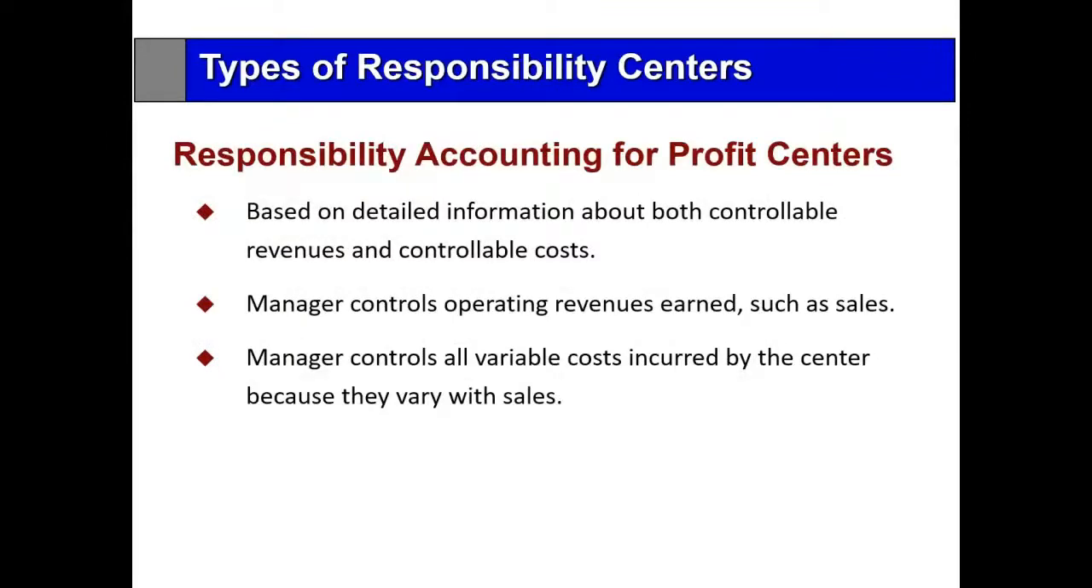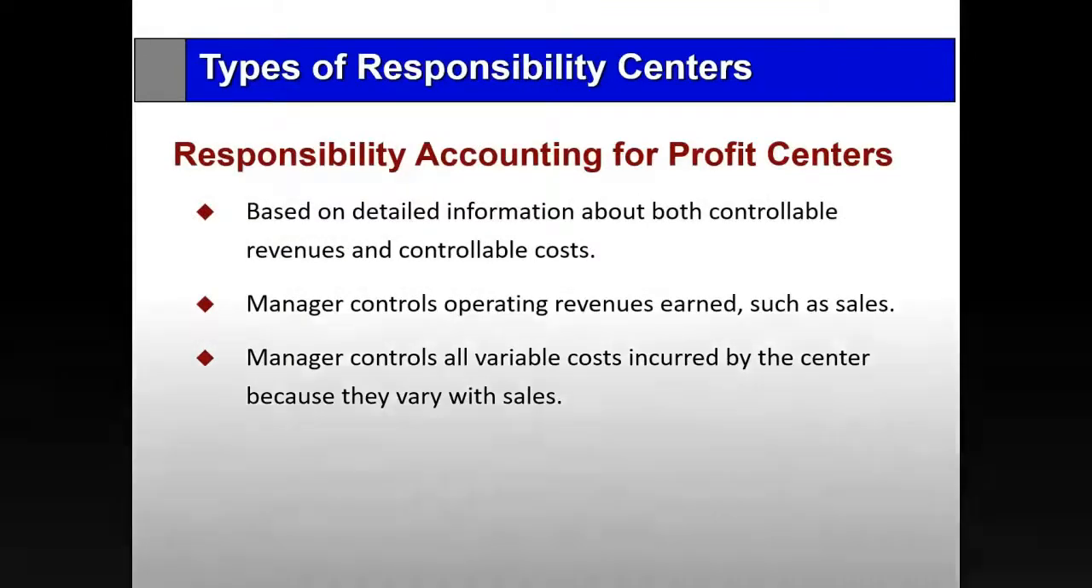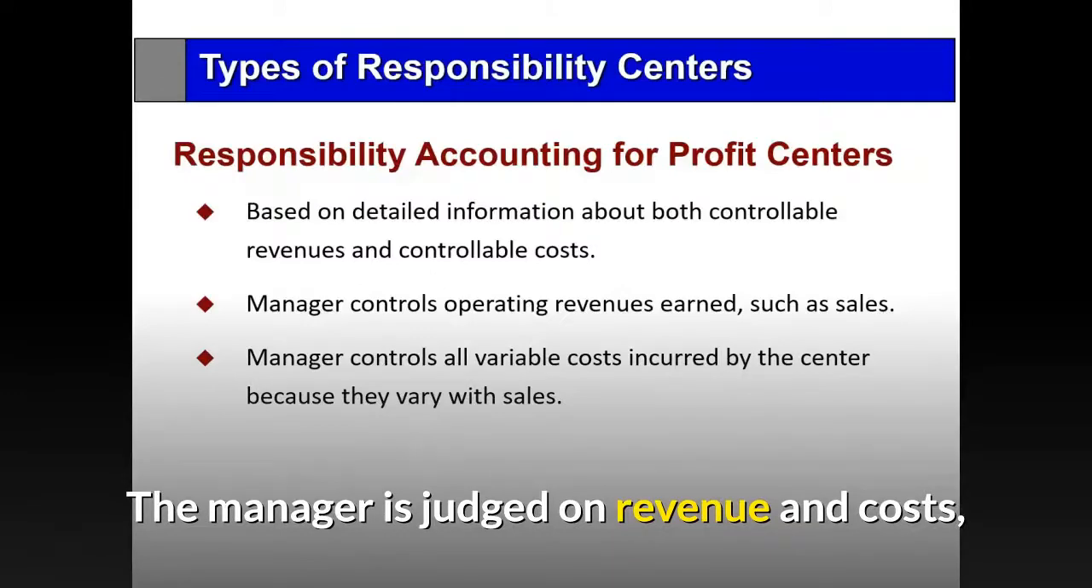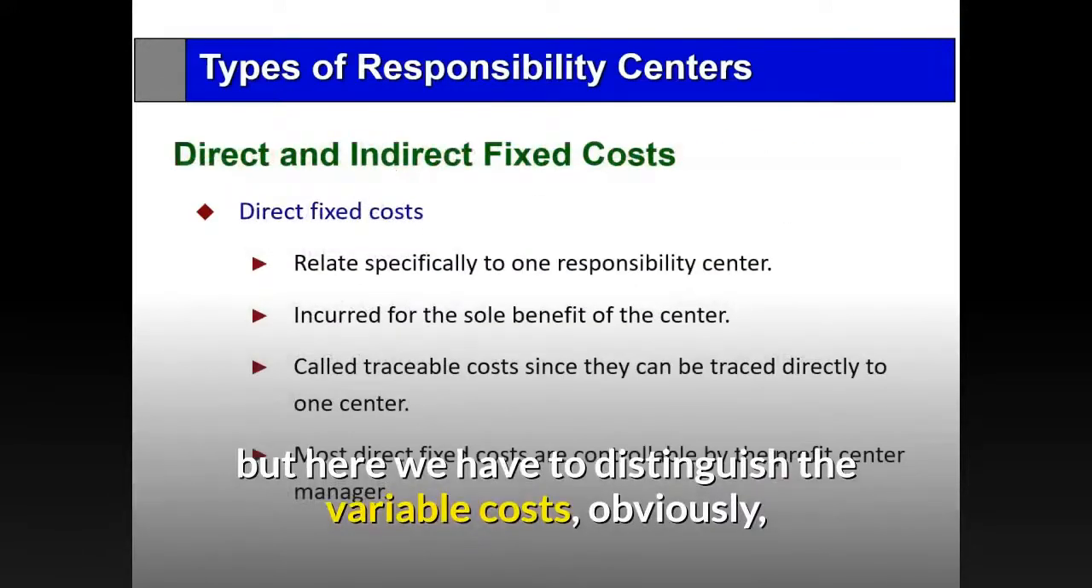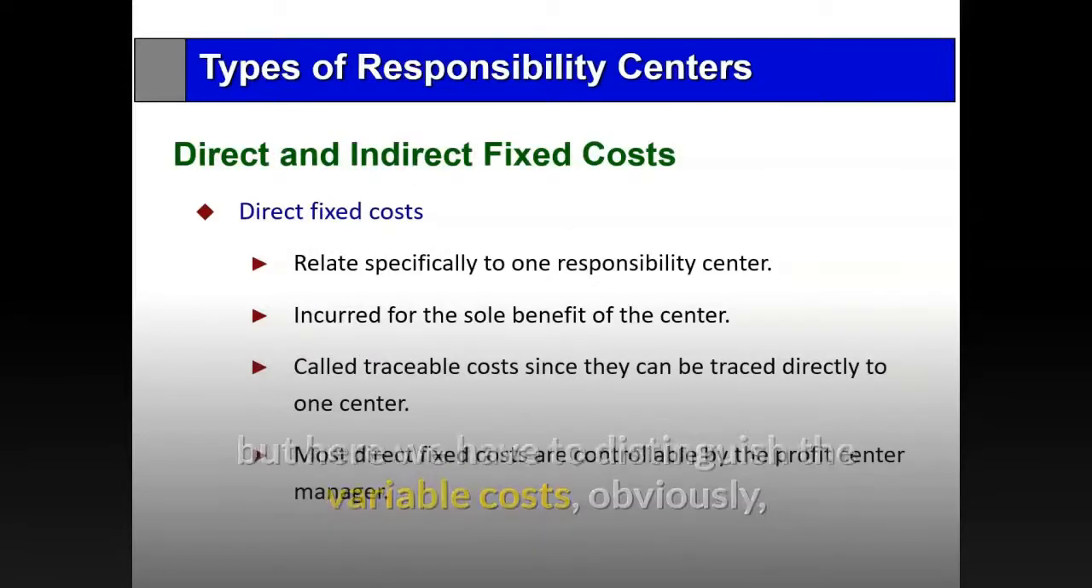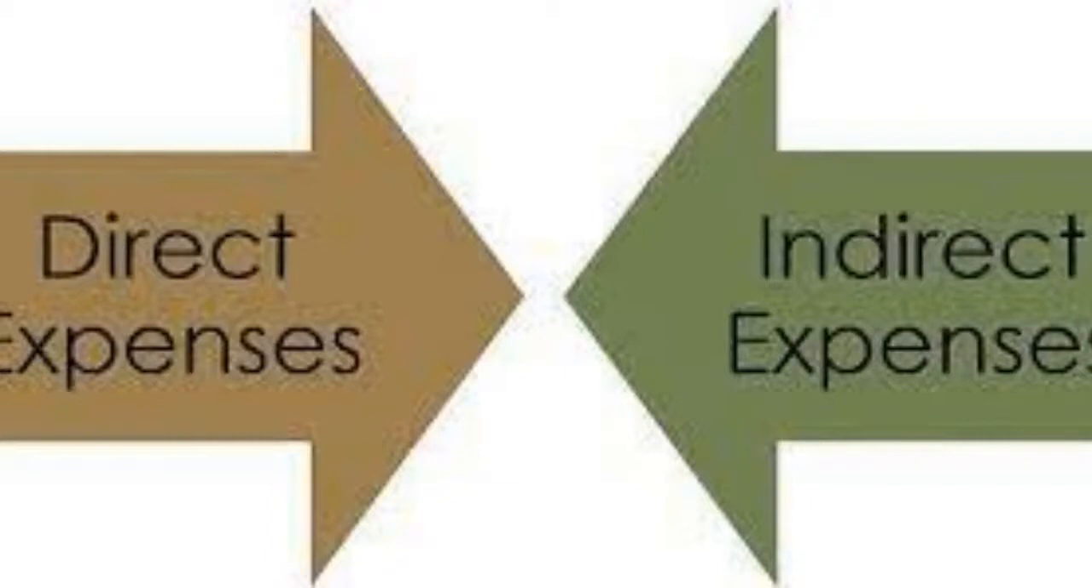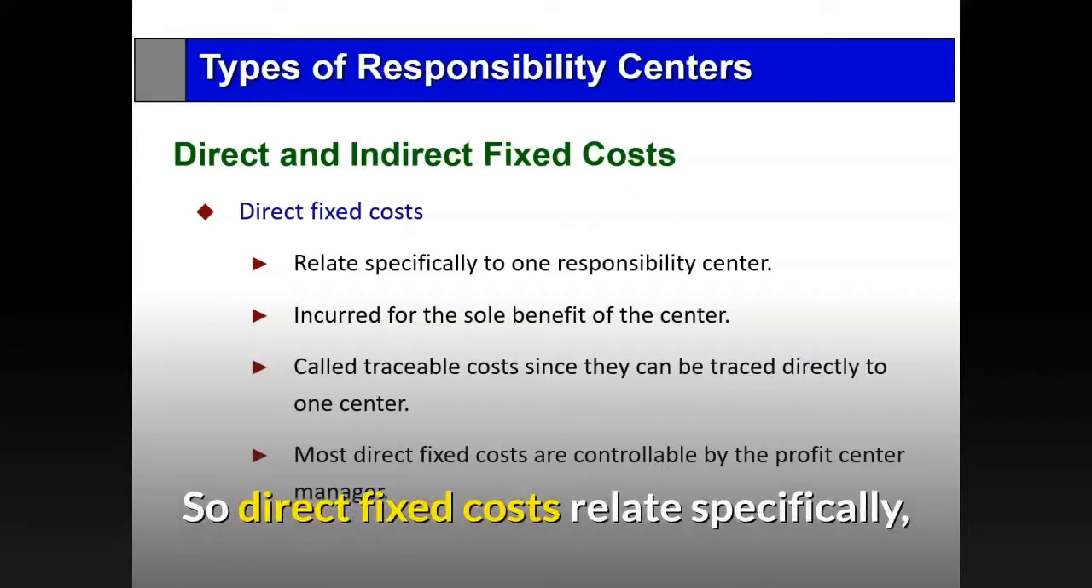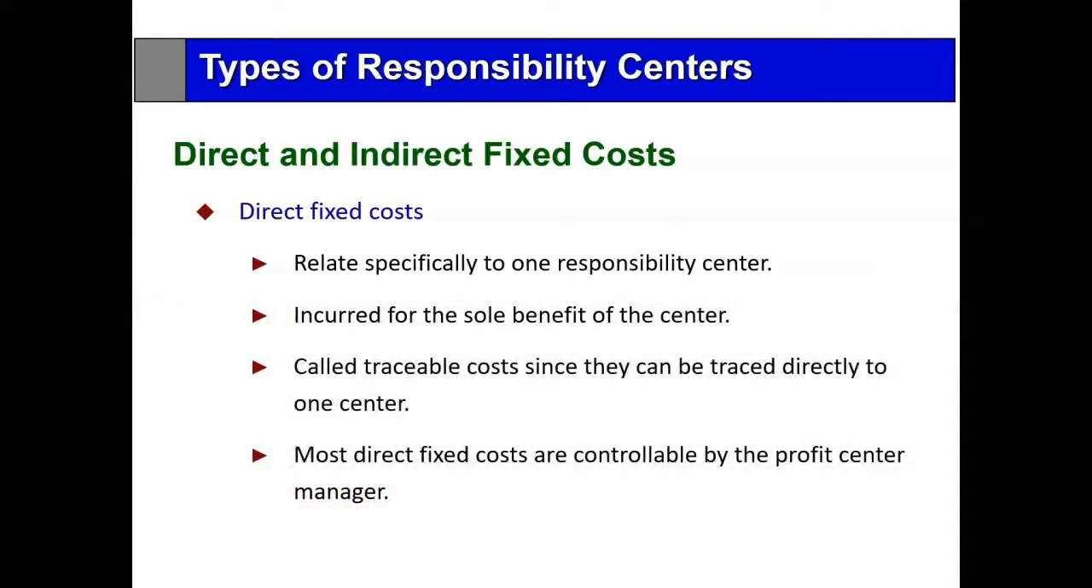Now, responsibility accounting for the profit center. The manager is judged on revenue and costs. But here, we have to distinguish the variable costs, obviously, but there are some fixed costs that are directly related and some that are indirectly related. So direct fixed costs relate specifically to one responsibility center. For example, IT, the cost of computing. But the rental costs or the overhead costs would be shared with other departments.